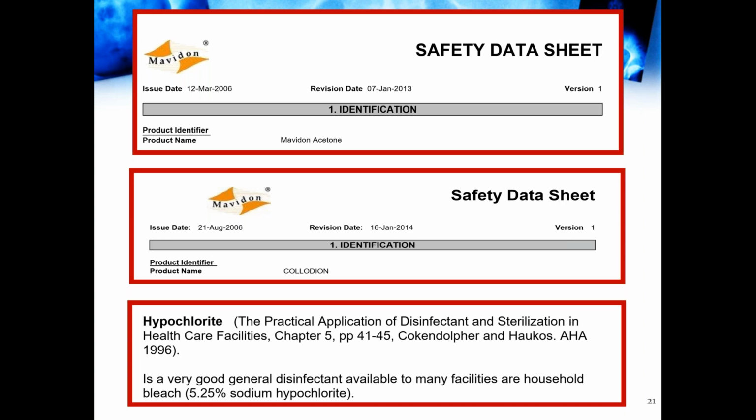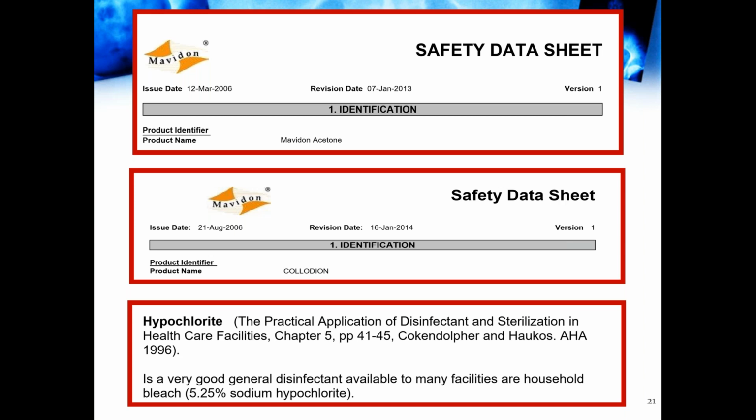The documents that recommend how we handle substances like collodion, acetone, and sodium hypochlorite, which is bleach, the documents that describe how you protect yourself and your patient when you're using these substances used to be called MSDS, Material Safety Data Sheet, but now they're called SDS. And they just tell you, do you have to wear a mask? And the answer is yes, yes, and yes. Do you have to wear an eye shield? Again, yes, yes, and yes. Do you have to wear gloves? Yes.